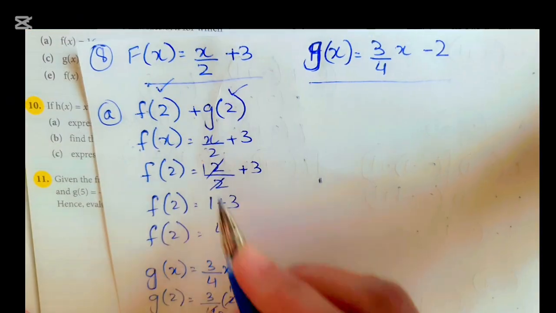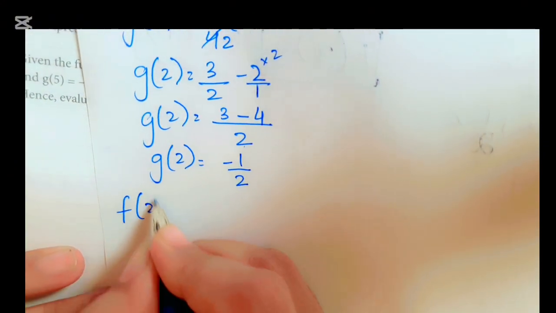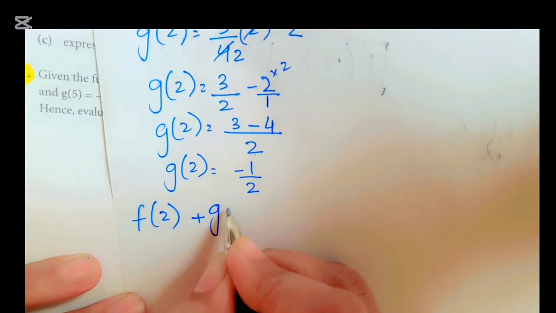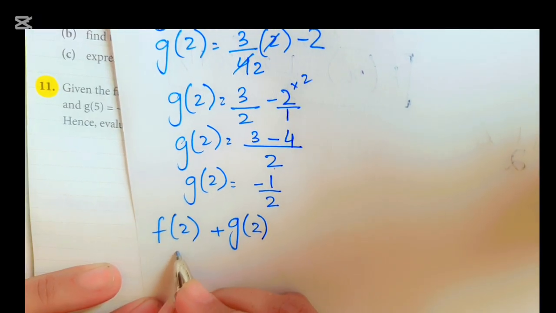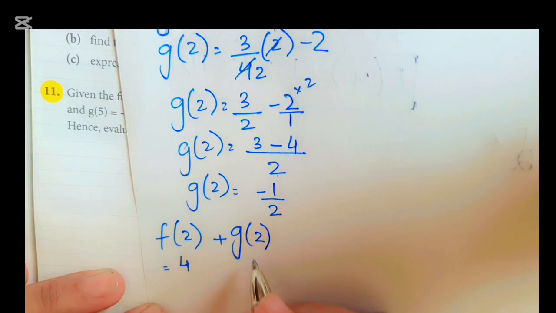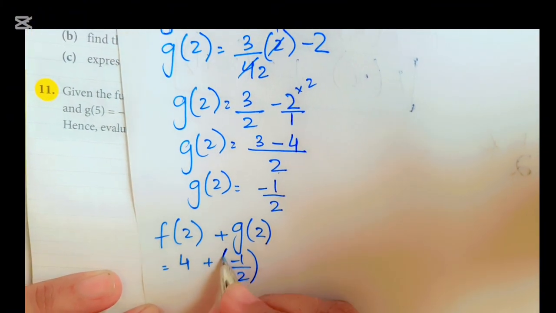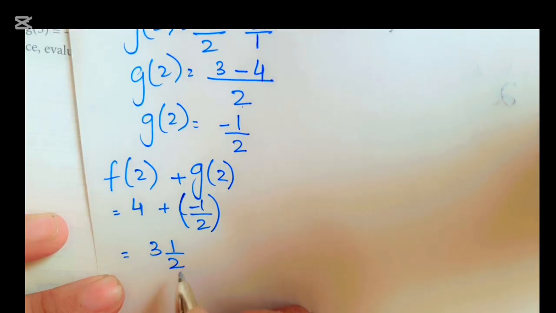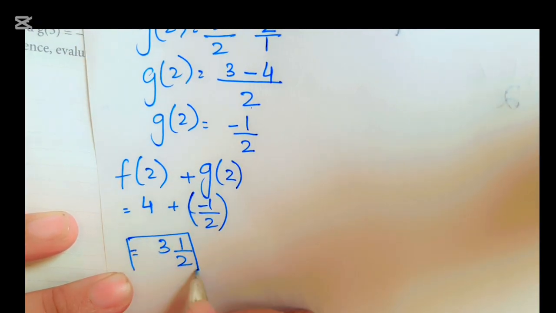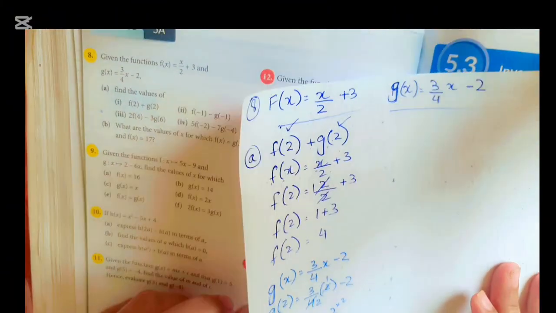So we have now found this value. Now we have to add both of them. So f(2) + g(2) is equal to what? The answer of f(2) is 4, and the answer of g(2) is minus half, so 4 - 1/2, and if we simplify, we will get 3 and 1/2. So the answer of f(2) + g(2) is 3 and 1/2. Now move to part B.